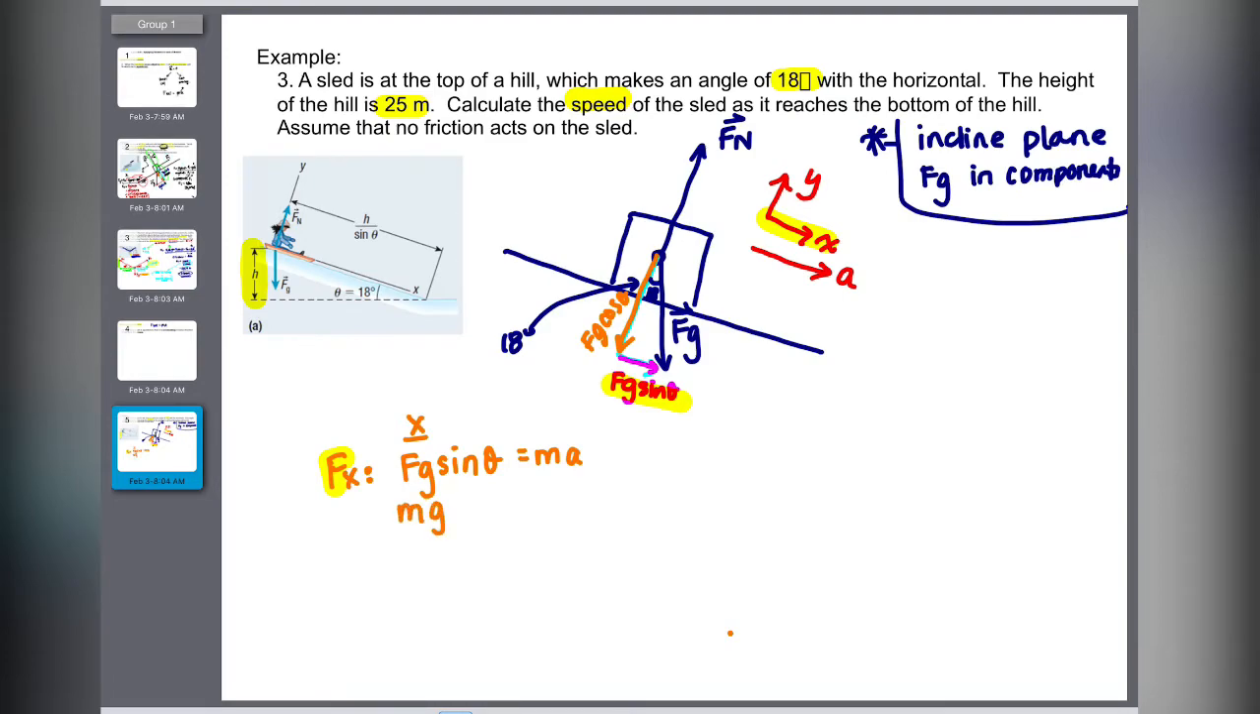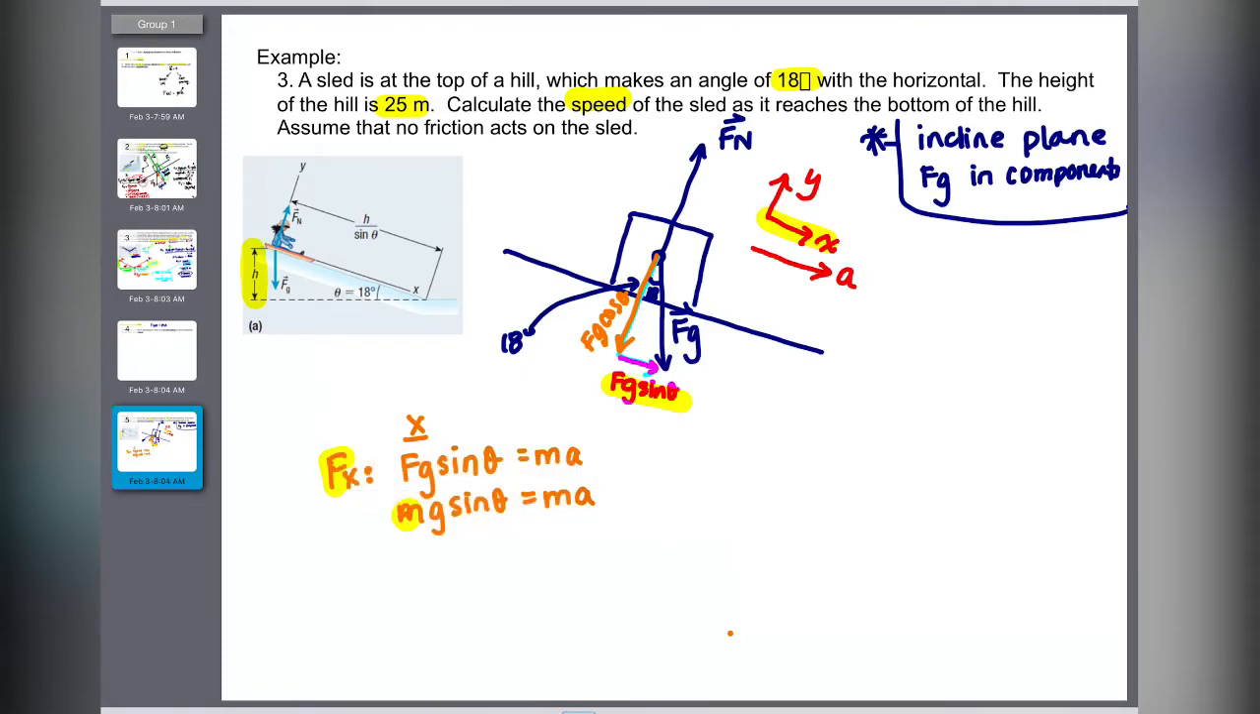I know Fg is mg. So mg sine theta equals ma. I actually think I have enough information to solve for my m. Tricky. The question did not give you mass. But do you need mass?